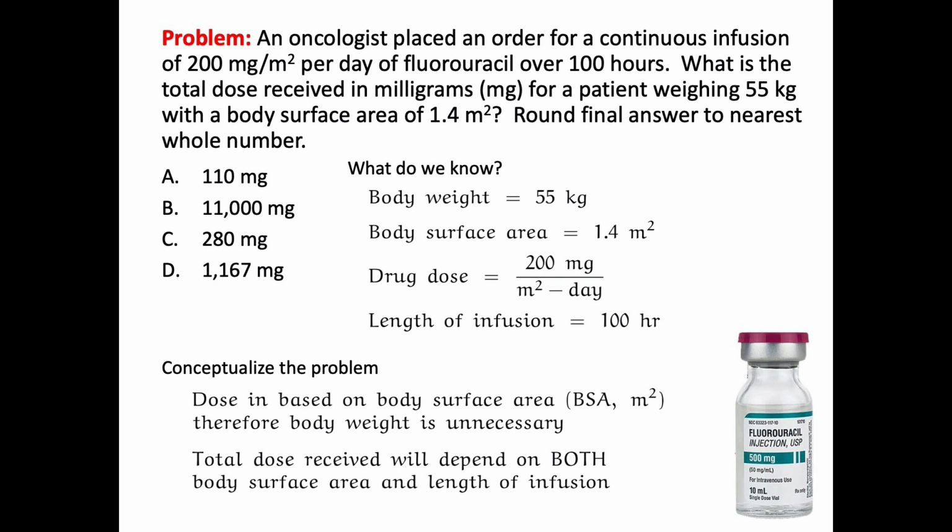The other thing, the total dose, though, if you look at the rate of 200 milligrams per meter squared per day, tells you that the total dose in just milligrams will depend on two things. It is going to depend on both the patient's body surface area, but also the length of infusion. Obviously, the more days and more time that we use, the more drug dose. So again, we're going to have to factor in both the body surface area and the length of infusion to be able to determine this total dose.